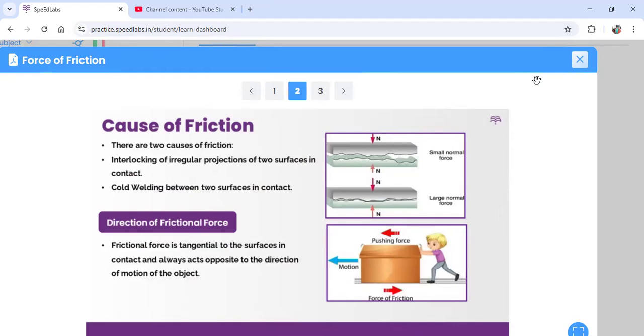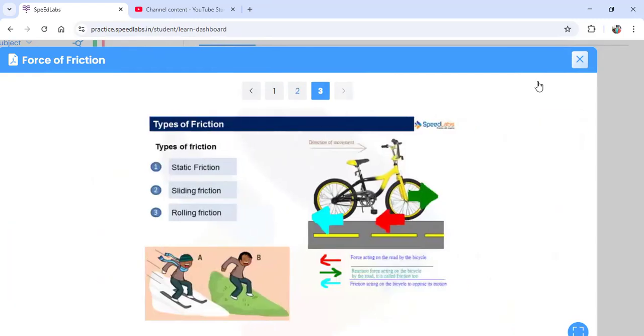Next, direction of frictional force. Frictional force is tangential to the surface in contact and always acts opposite to the direction of motion of the object. If the motion is in this direction, left side, the friction force will be on the right hand side. Yes or no? Next, types of friction. We have mainly three types of friction, children: static friction, sliding friction, and rolling friction, which you'll see in the next slides.